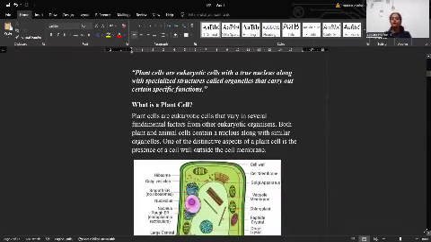Plant cells are eukaryotic cells with a true nucleus along with specialized structures called organelles that carry out certain specific functions. First, what is a plant cell? Plant cells are eukaryotic cells that vary in several fundamental factors from other eukaryotic organisms. Both plant and animal cells contain a nucleus along with similar organelles. One of the distinctive aspects of plant cell is the presence of a cell wall outside the cell membrane.